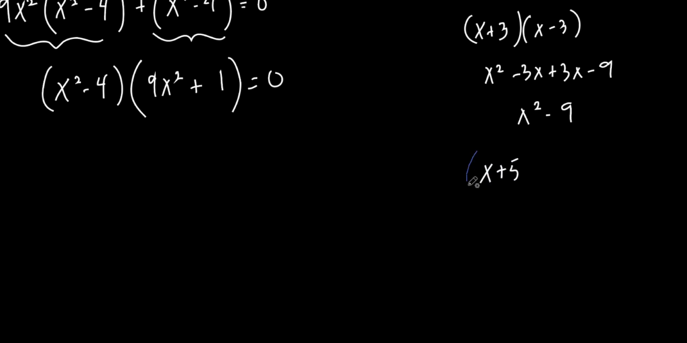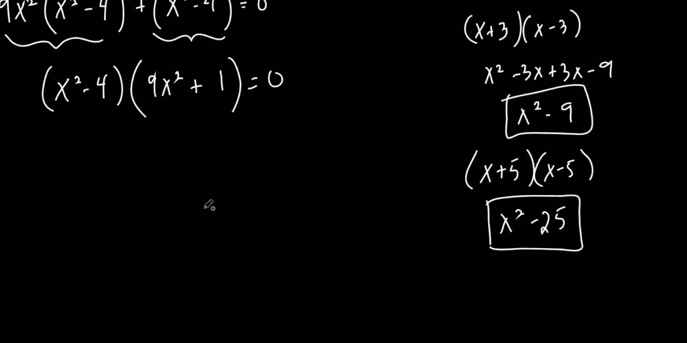Let's do another one. X plus 5 times x minus 5. Let's do this a little more in our head. First is x squared. What's the outside? Negative 5x. What's the inside? Positive 5x. What happens to those? They cancel. And then the last is negative 25. Do you see something? Look at this. Look at this. And look at this right here.